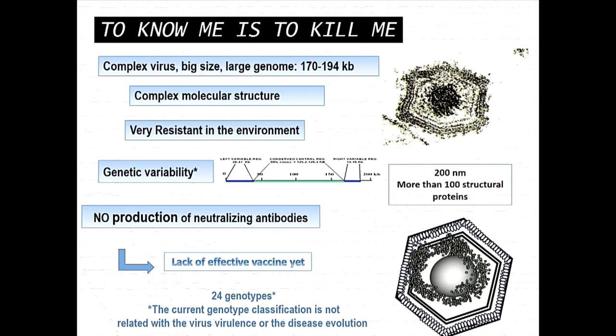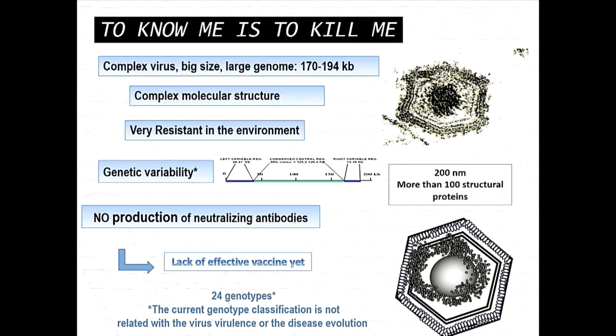So the genetic differences that we found in the VP72 are the ones that help us to establish 24 different genotypes. But everybody is thinking that the genotypes have an important relation with the virulence or with the protection. Not at all. Absolutely not at all. Because the protein that marks the differences is a protein that doesn't play any role in protection, no role in virulence. So don't confuse genotypes with protection or with attenuation.